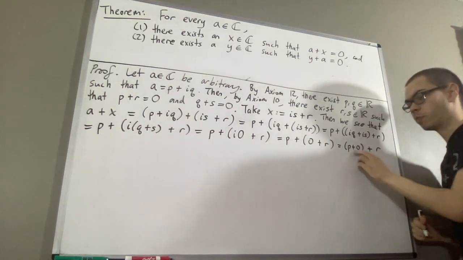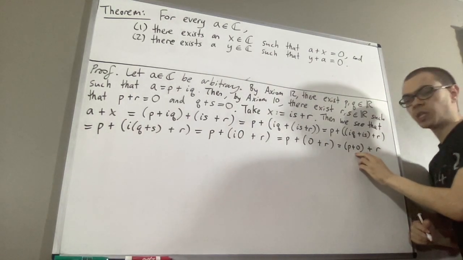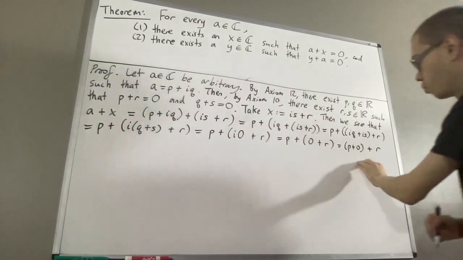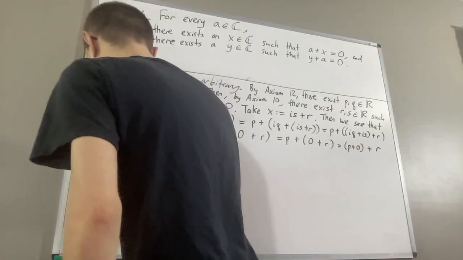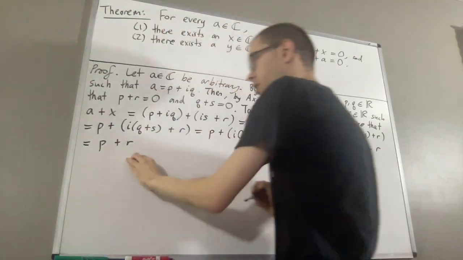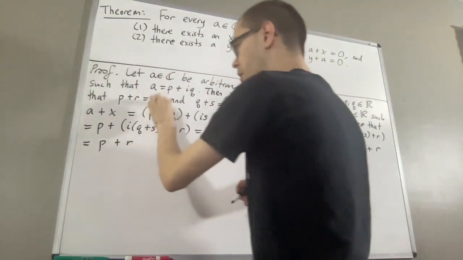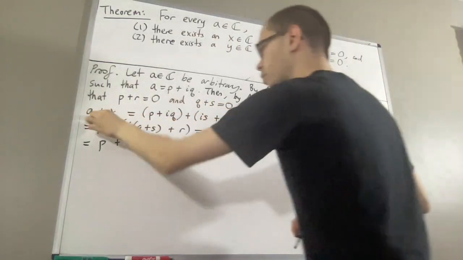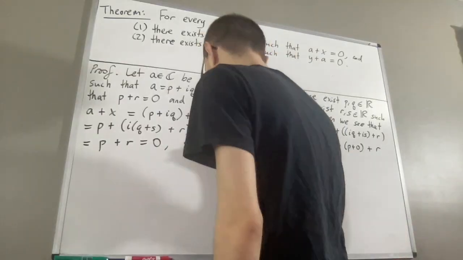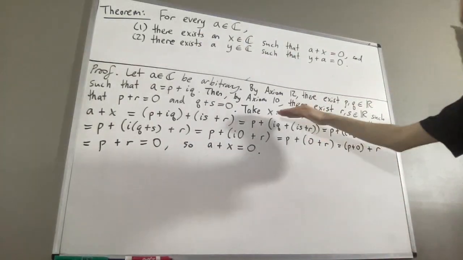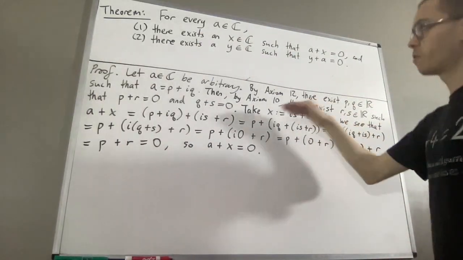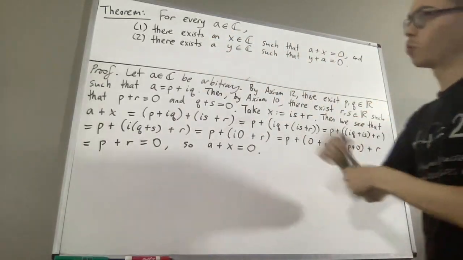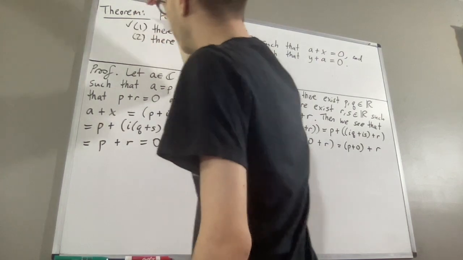But now we know that p plus 0 is equal to p, because we've proven that for every complex number a, a plus 0 is equal to a. So p plus 0 is equal to p. So we get p plus r, and then p plus r is equal to 0. So this shows that a plus x results in 0. So this choice of x works. We have shown that there exists a complex number x such that a plus x is equal to 0. So we have proven 1.